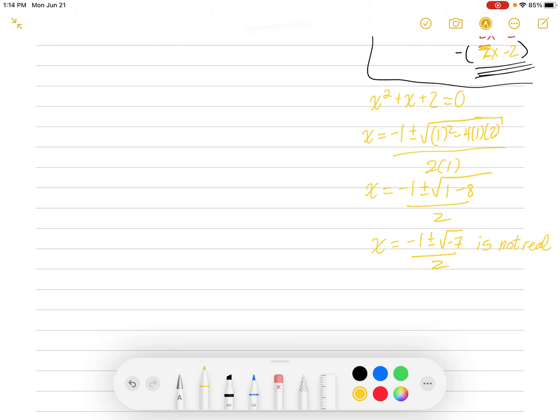And notice that this is not real. So it's a 0, but it's not a real 0. A real 0 is a 0 that's a real number. This is called an imaginary number when you take the square root of a negative number. It's not a real 0. That means, thus, x squared plus x plus 2 does not factor.